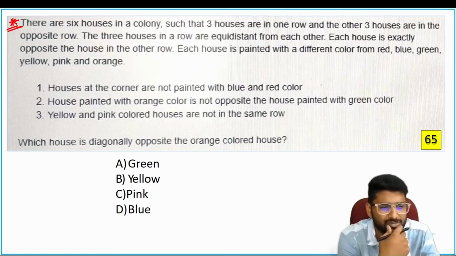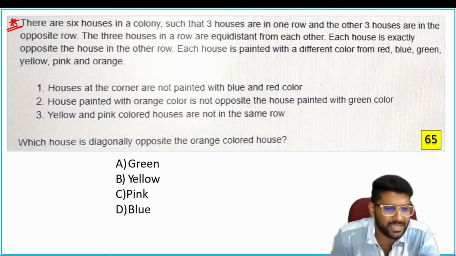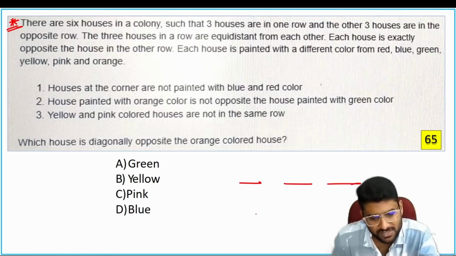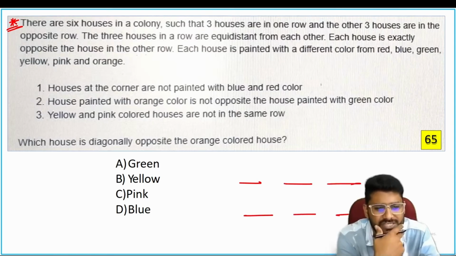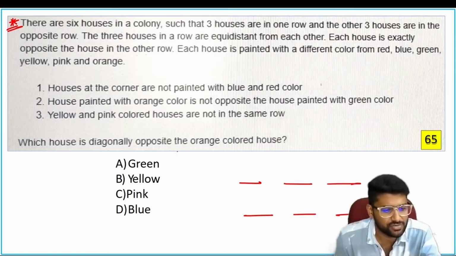Now, see, there are 6 houses in a colony, such that 3 houses are in one row, and the other 3 houses are in the opposite row. So, the 3 houses in a row are equidistant from each other. So, 3 houses here, 3 houses here, all are equidistant from each other. Each house is exactly opposite to a house in the other row. Each house is painted with a different color: red, blue, green, yellow, pink, and orange. Here is the question: which house is diagonally opposite to the orange?